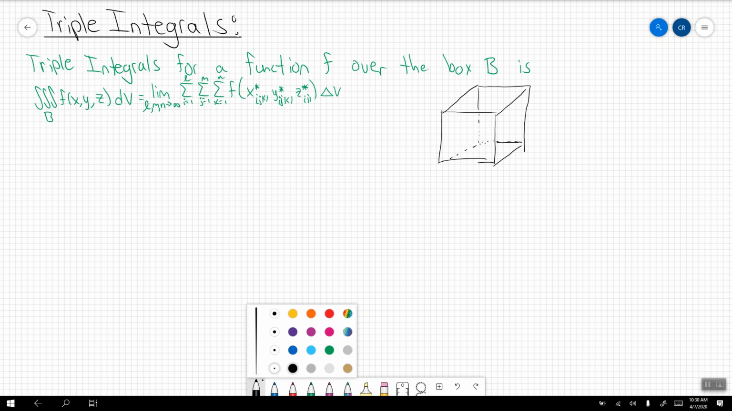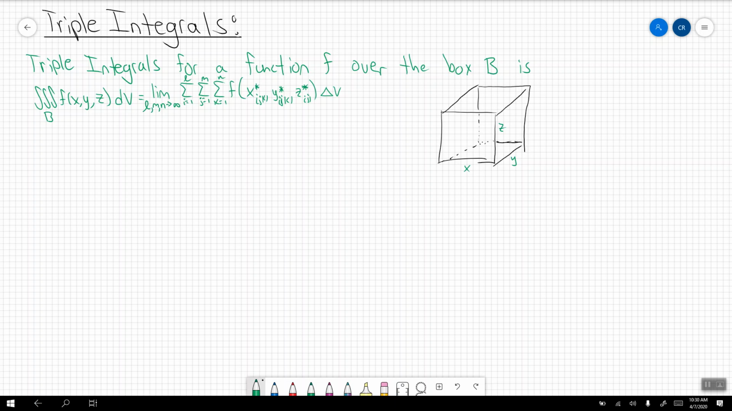Alright, so here's the definition that we're going to be using for triple integrals for a function f over the box B. That definition here is given by this triple integral, and it's going to identify some random sample points within this boxed region. And when we start looking at this, we want to make sure that any one of these values that we observe can be looked at as some x, some y, and some z coordinates because we're looking at a region that's a box.